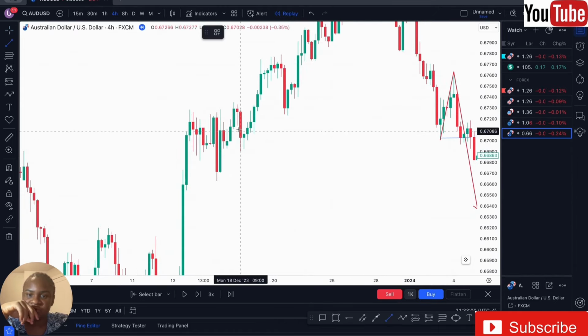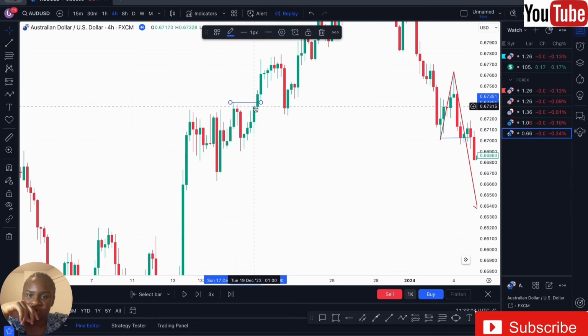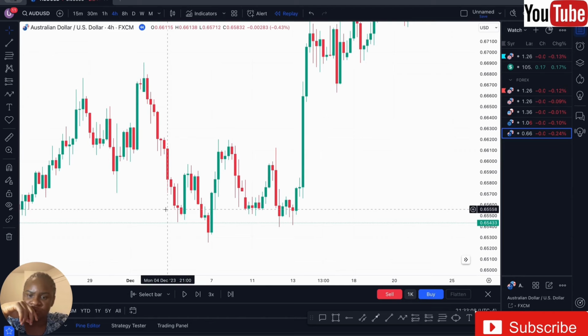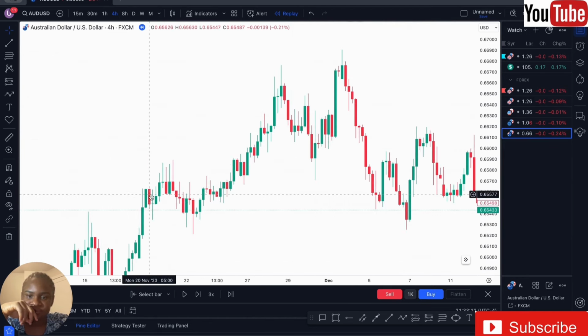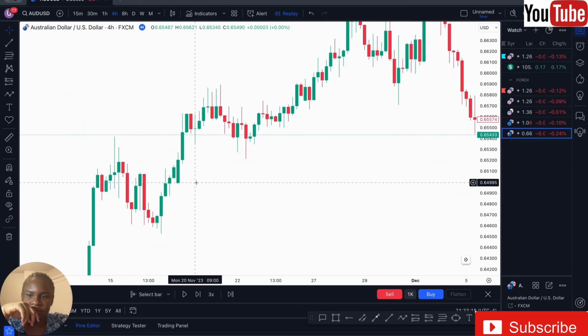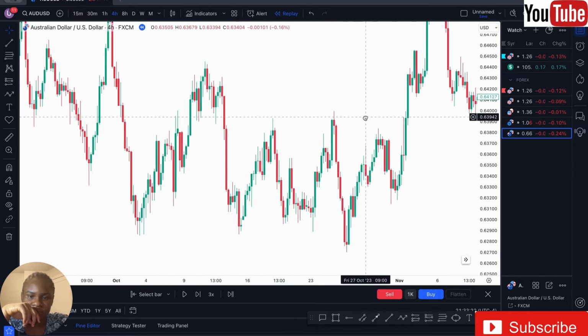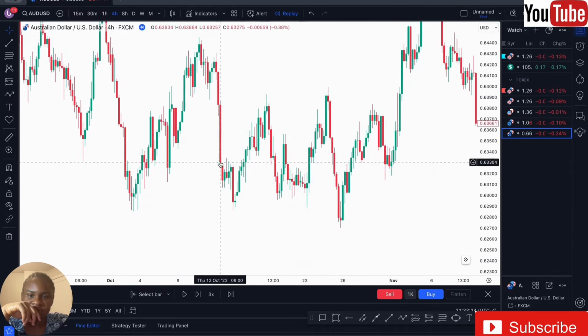There's a break of structure here. You can see it broke out with a body. I'm trying to find any that broke out with a wick so that you can see with your eyes that this is here for business. Okay. Let's see. Break of structure, change of character.